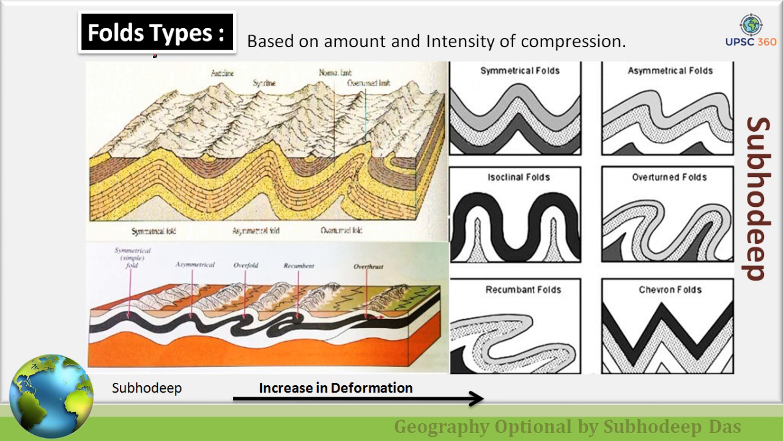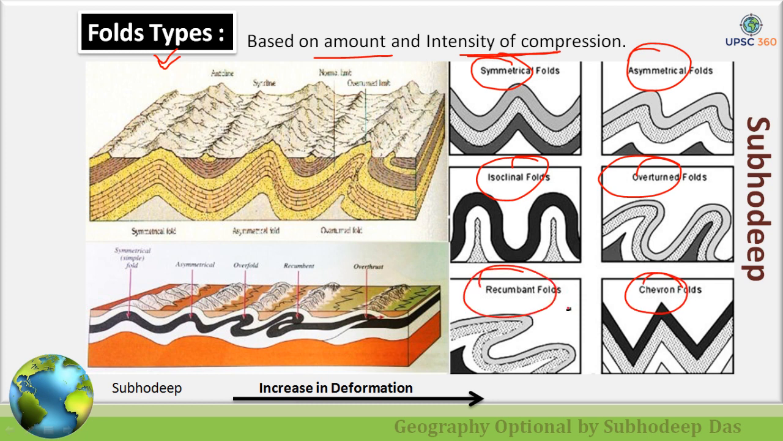Now comes the question of what the fold types are. See, basically the fold types are determined by the amount and intensity of compression. The first is symmetrical fold, then asymmetrical fold, isoclinical fold, overturned fold, chevron fold, recumbent fold, right? Nap fold is also there. So let's discuss what these folds are all about.